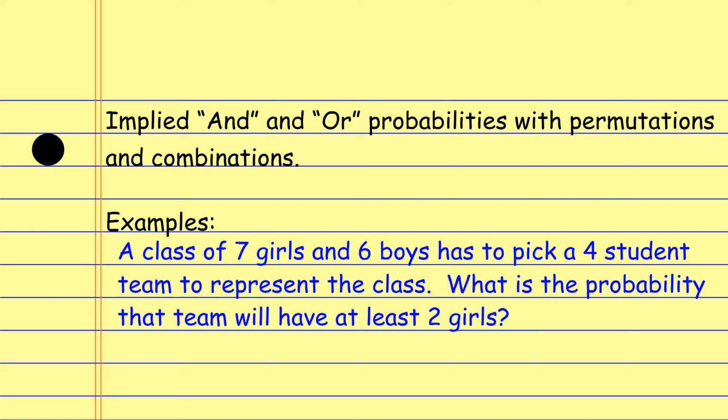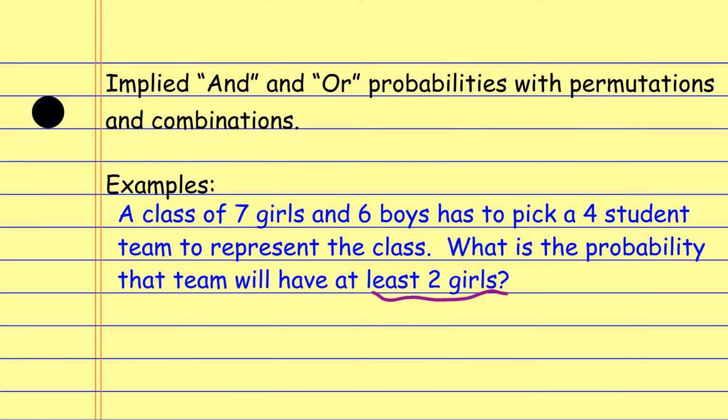So if I looked at this first one, it says a class of 7 girls and 6 boys has to pick a 4-student team to represent the class. What is the probability that the team will have at least 2 girls? Okay, and so when you think about this, at least 2 girls, you have to think about this situation.